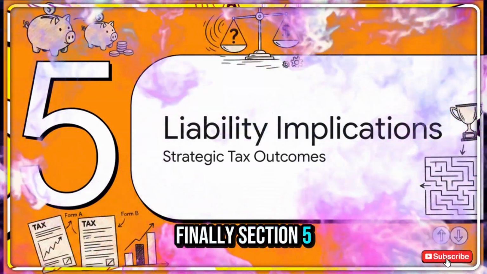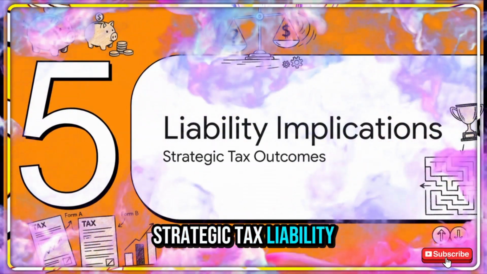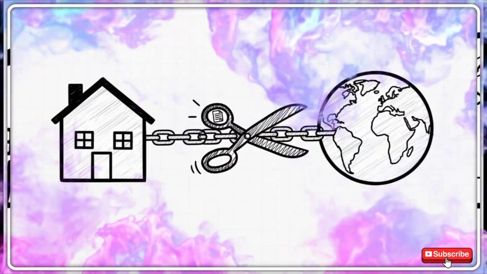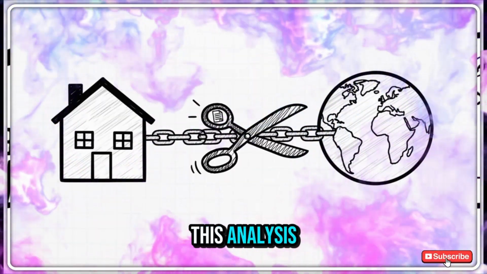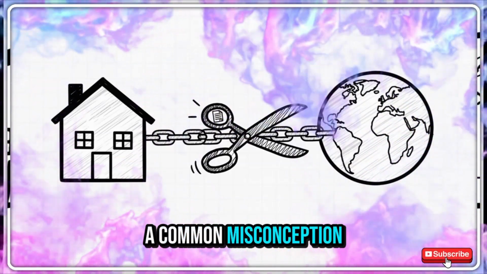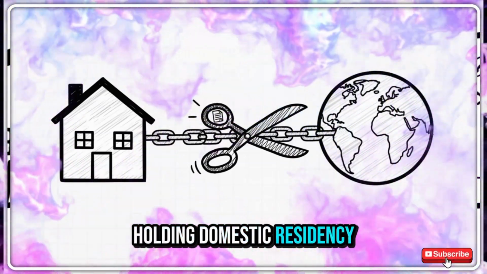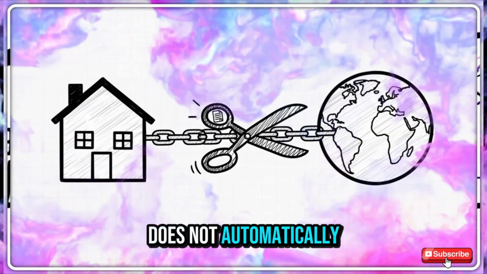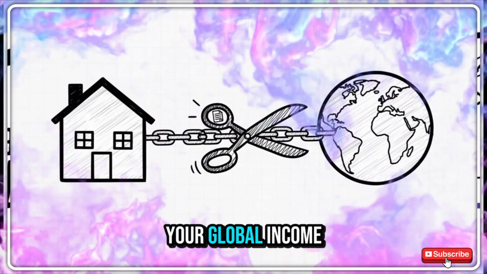Finally, Section 5, Strategic Tax Liability Implications. Let's synthesize all this analysis. We really need to completely deconstruct a common misconception here. Holding domestic residency through physical presence does not automatically mandate taxation on your global income.